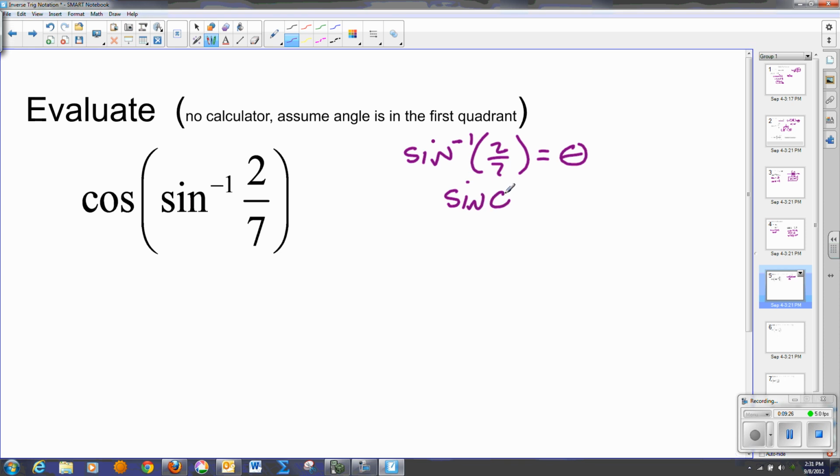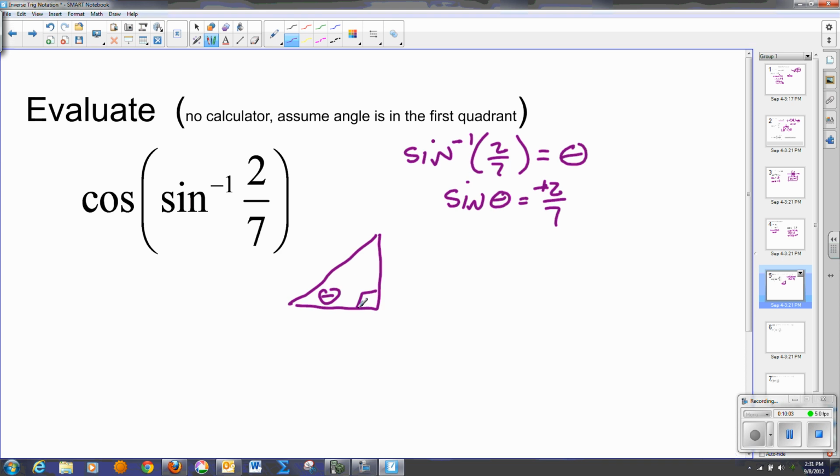Then it would look like sine of theta equals 2/7. Because this says the y value of some angle is equal to 2/7. So if I'm asked for the sine of theta, or the y value, it's equivalent to positive 2/7. Now, if I know that the sine of theta is equal to 2/7, then I know I have some relationship to theta and the sides of a triangle.